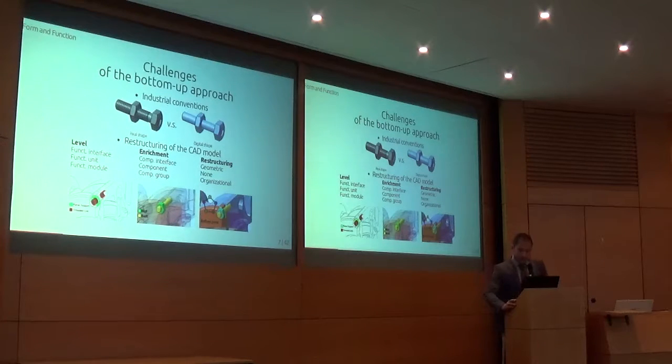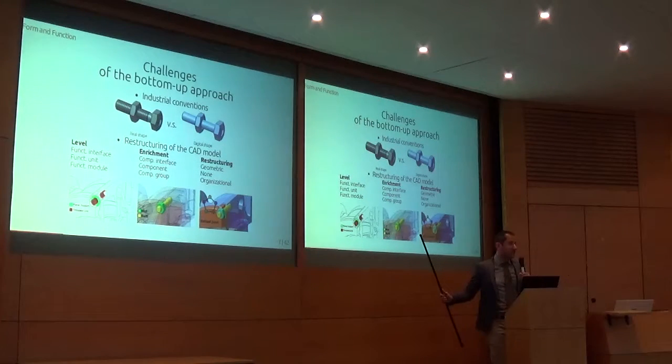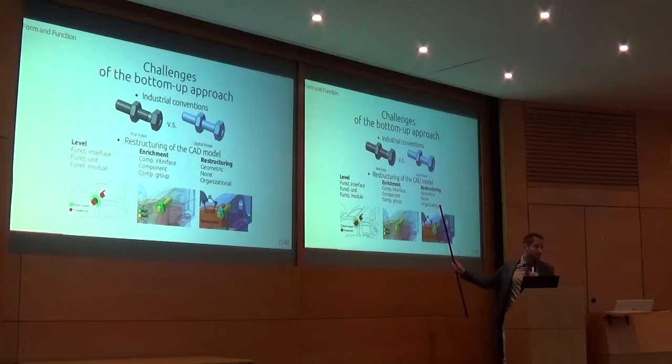Now, another challenge is the need for restructuring. The DMU, the way it is now, is not ready yet to accommodate functional information. In order to enrich the DMU for finite element analysis purposes, enrichment should happen at three levels. The first level is the functional interface level, where we need to tell that a certain interaction between two components is, for instance, a threaded link or a planar contact. To do that, we need to isolate this geometric entity, something that we do not yet have in the DMU. So we need geometric restructuring at the interface level.